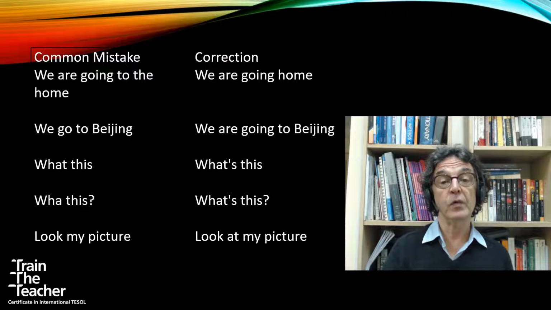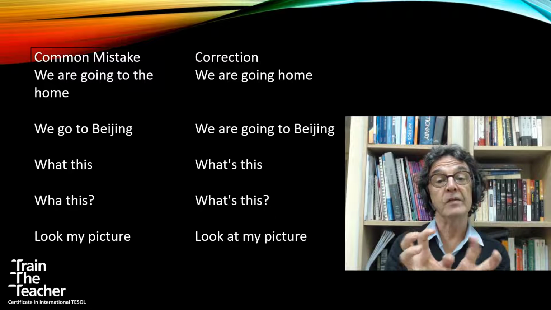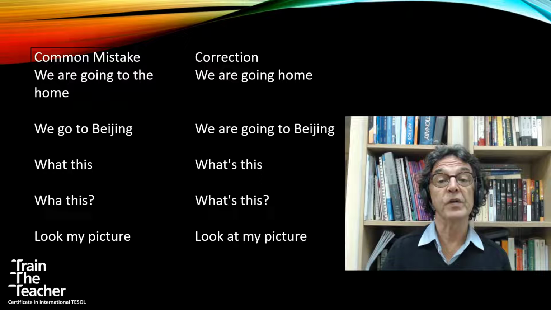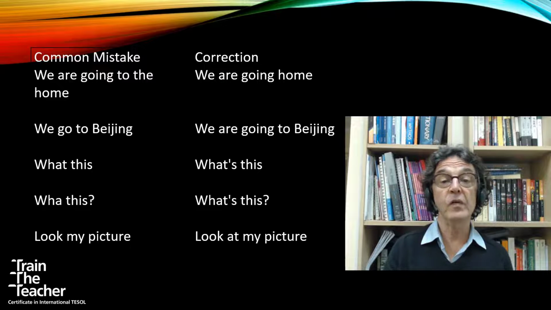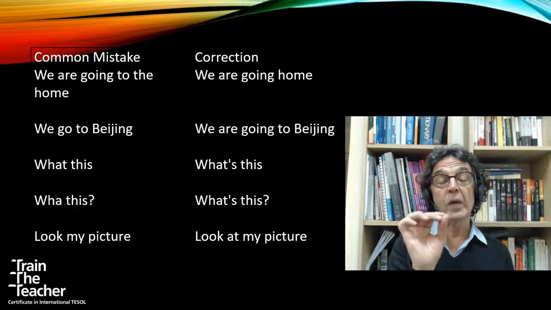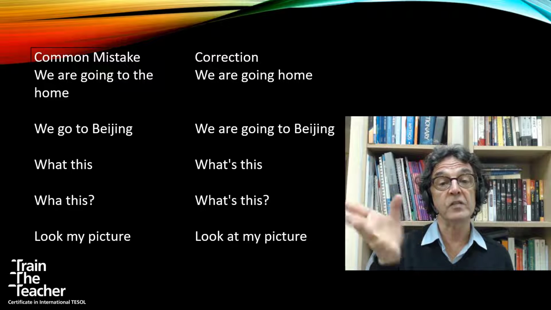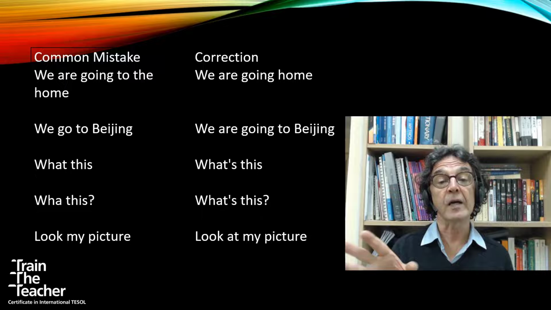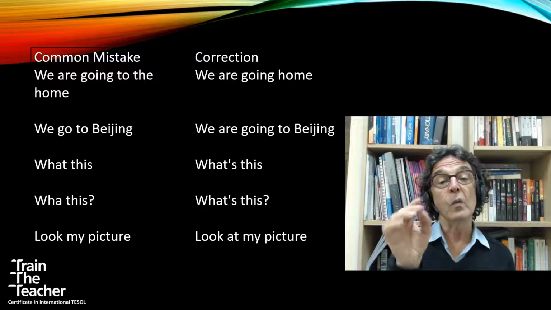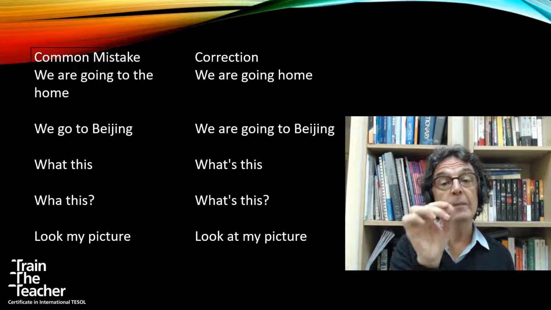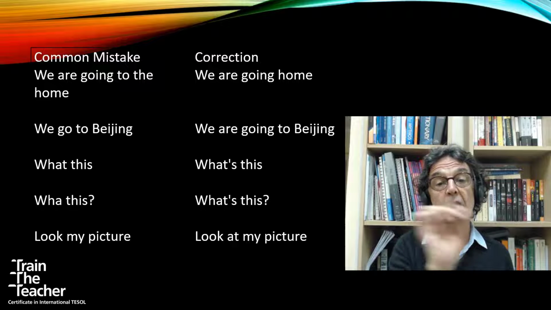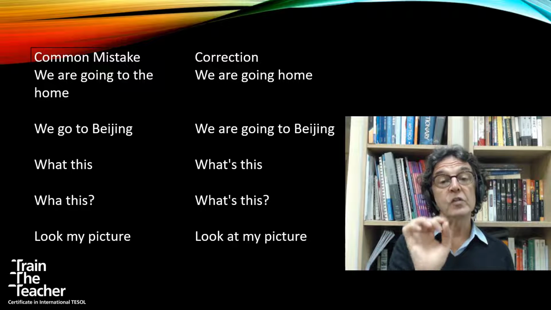So you can work through this with them and help them understand some parts of their language that can improve. So the first thing we're going to look at is "we are going to the home", and you can see that on the right the suggested correction is "we are going home". Now, of course, "we are going to the home" can be correct.